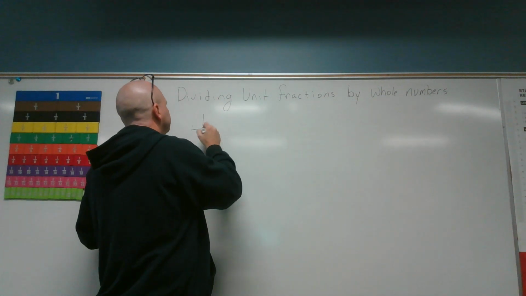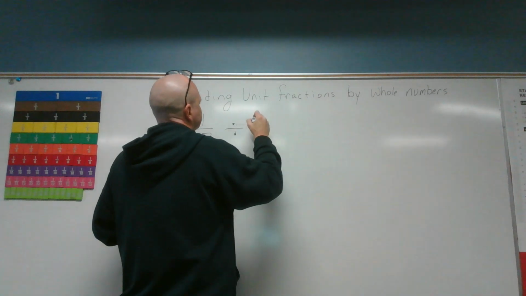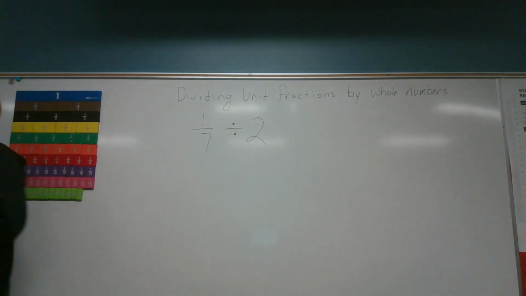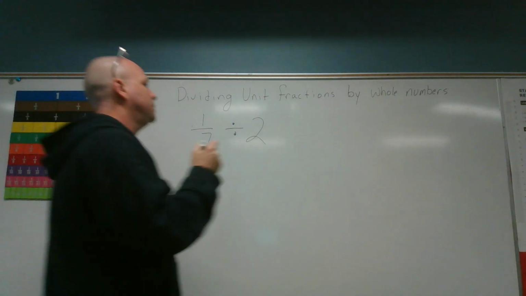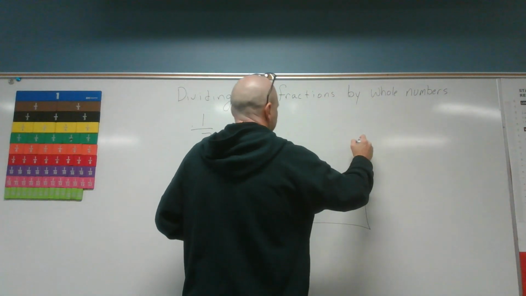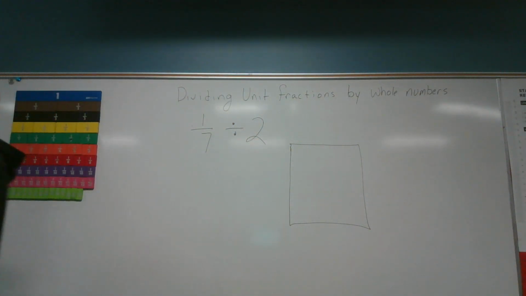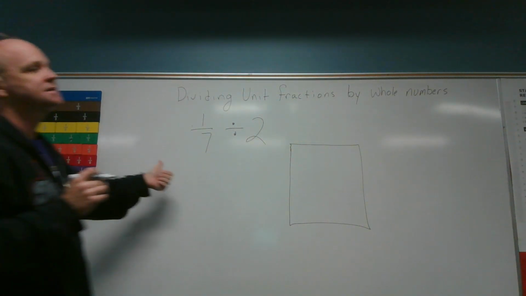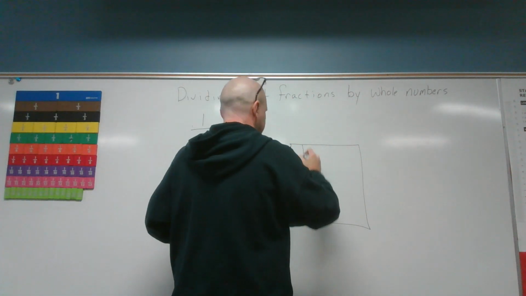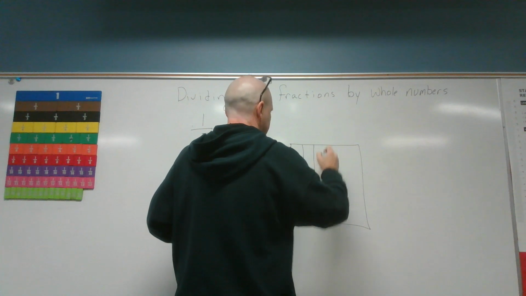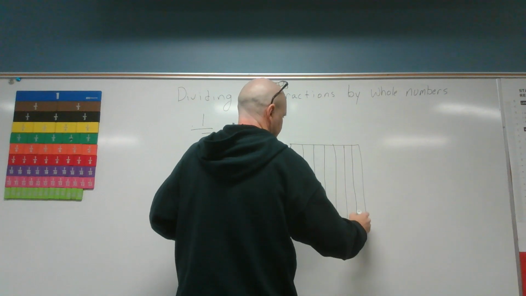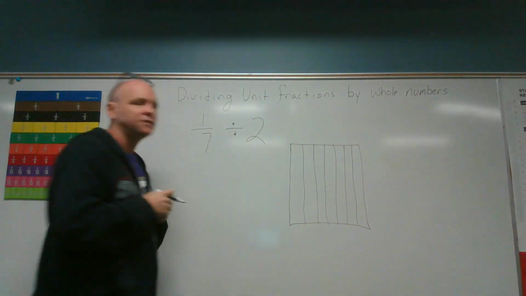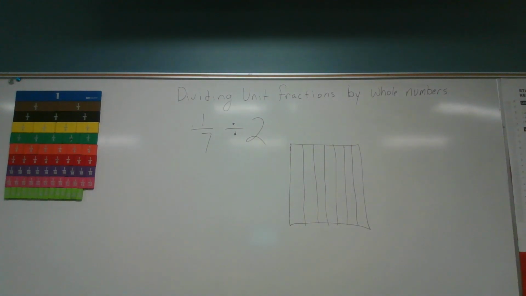1/7 divided by 2. Do you need to go back? 1/7 divided by 2. So I find my whole. Again, this is one whole. I need 1/7 of this one whole, so I divide it into 7 equal sections. Seven equal sections. So that's how I start my drawing.